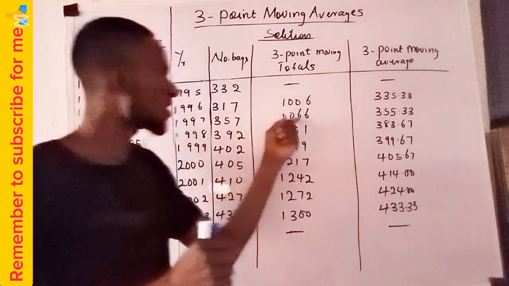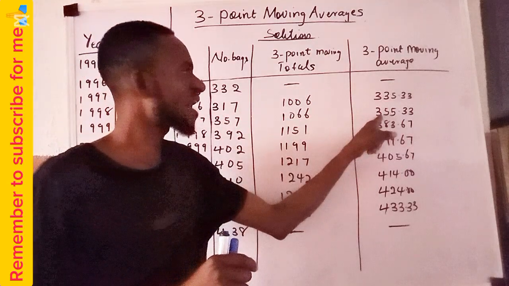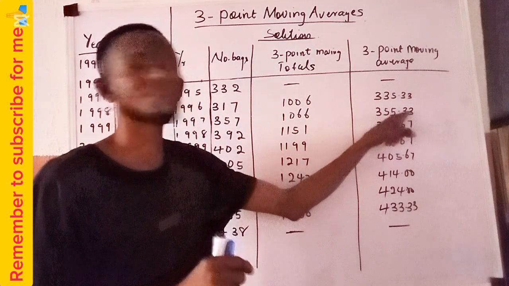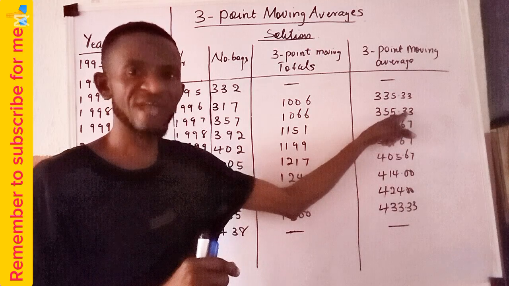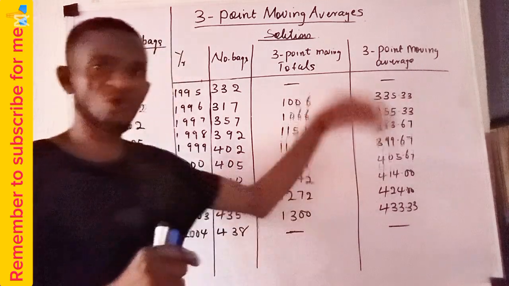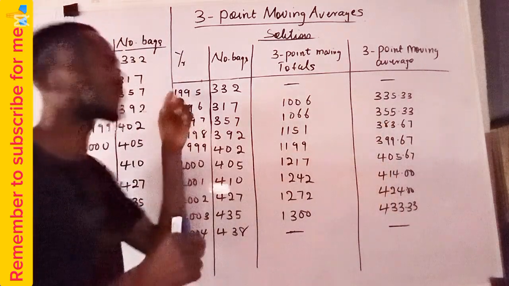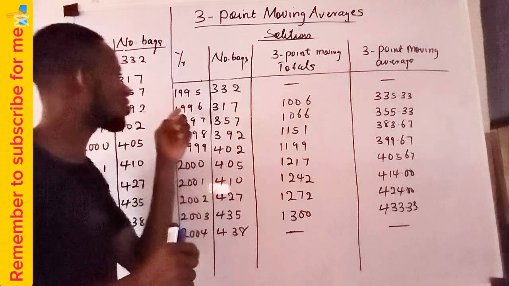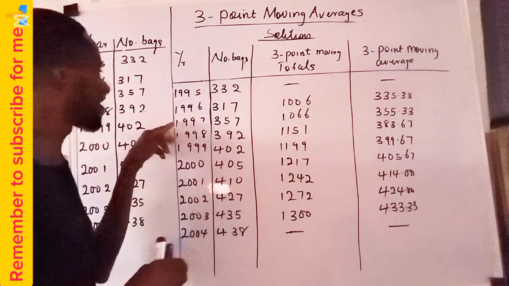And then we equally divided by 3 to arrive at 355.33, which of course is the moving average. Once you want to go to the next one, you are not going to count the first data point, you are not going to count the second data point. You begin from the third one.